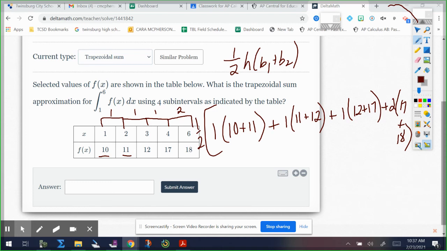So let me figure out what we got here. This one's going to be 21 times 1, which is just 21. This one's going to be 23. This one's going to be 29. This last one is going to be 35 times 2, which is 70. So let's see, these are easy to add up. I get 50 plus 70 is 120, 143. Cut that whole thing in half. So what are we looking at? 71.5.